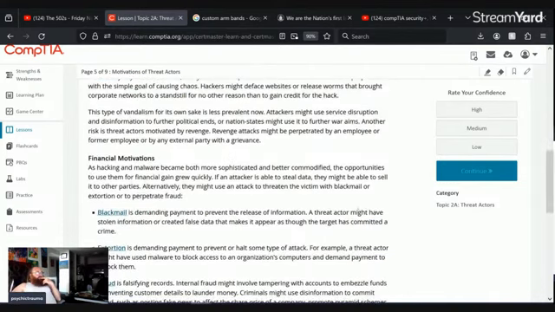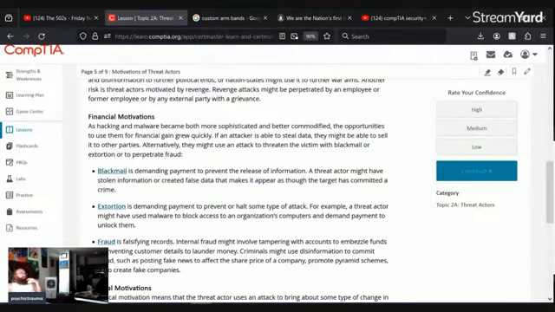Financial motivations. As hacking and malware became both more sophisticated and better commodified, the opportunities to use them for financial gain grew quickly. If an attacker is able to steal data, they might be able to sell it to other parties. Alternatively, they might use an attack to threaten the victim with blackmail or extortion or to perpetrate fraud.